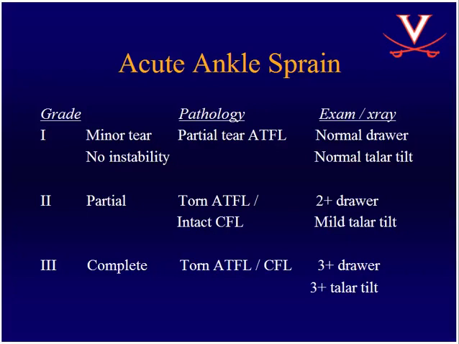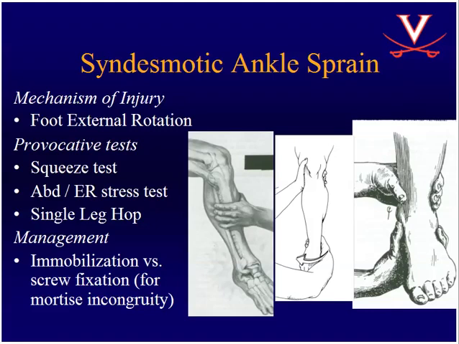The second degree tears the ATFL, but intact CFL. Well, how do you figure that out? Well, again, it depends upon the foot position where you're doing your tilt testing. And then complete ATFL and CFL, they're out for the longest probably. Do they have a syndesmotic injury? Again, external rotation, provocative testing, squeeze, abduction, external rotation, single leg hop, and then that'll keep you out longer.